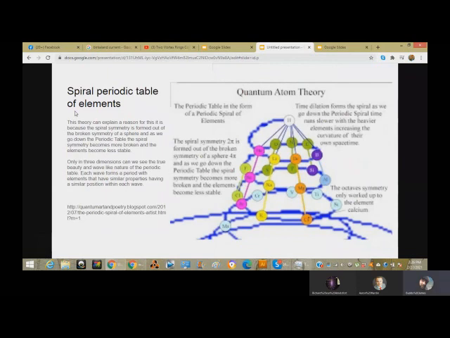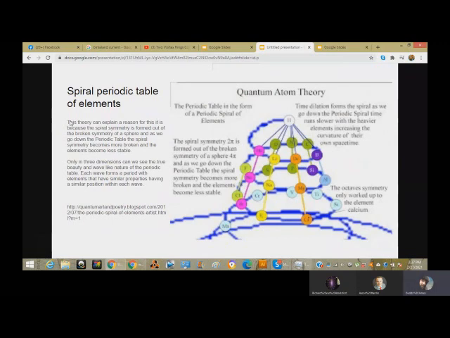Spiral periodic table of... oh, this is still the same. This is the very last page of this article. This theory can explain a reason for this: it is because the spiral symmetry is formed out of the broken symmetry of a sphere. As we go down the periodic table, the spiral symmetry becomes more broken and the elements become less stable.